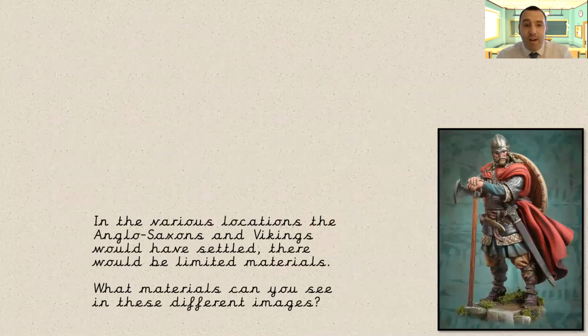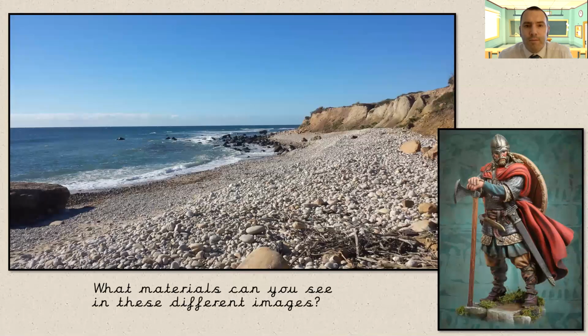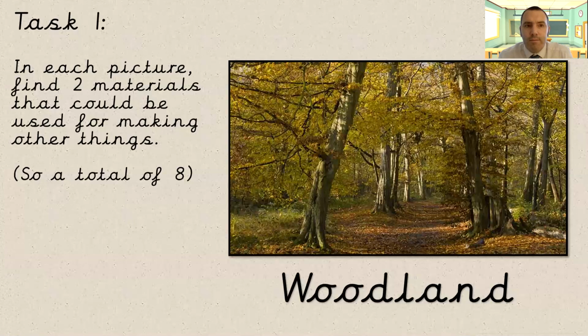In the various locations the Anglo-Saxons and Vikings would have settled, there would be limited materials. So what materials can we see in these different images? Your first task: in each picture we're going to find two materials that could be used for making other things, so we're looking for a total of 8. Pause here for the woodland.